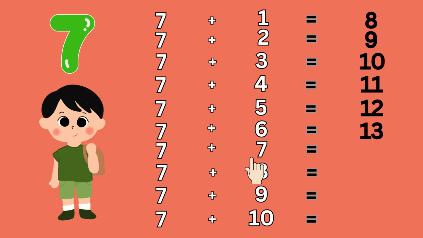7 plus 7 equal to 14. 7 plus 8 equal to 15. 7 plus 9 equal to 16. 7 plus 10 equal to 17.